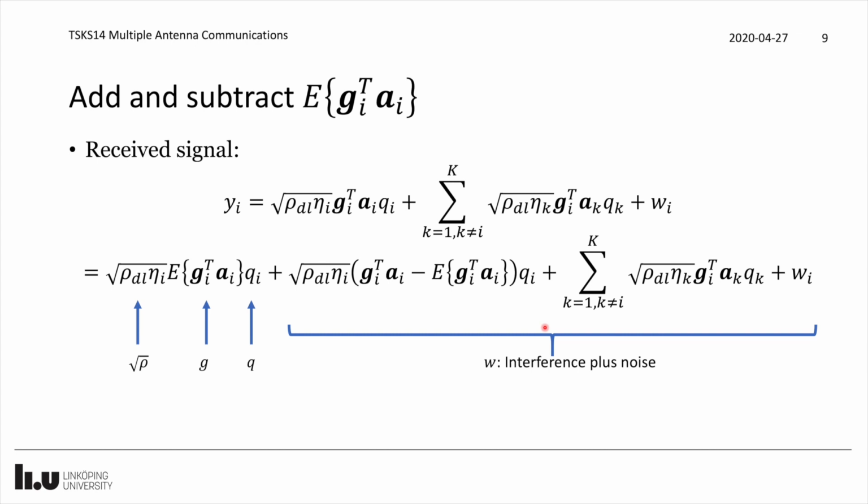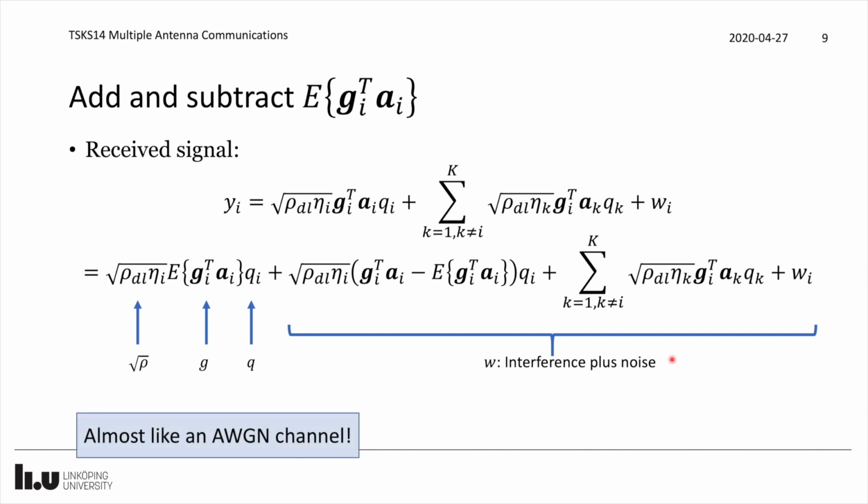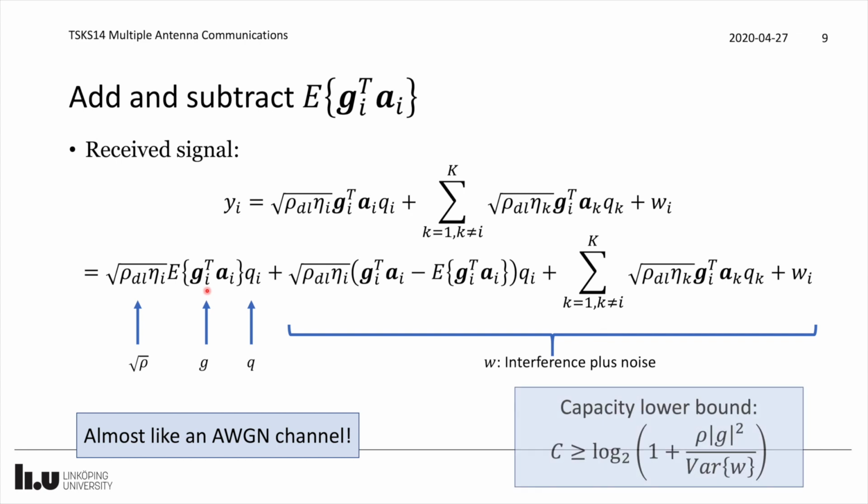It's not going to be Gaussian distributed because we have random data multiplied with random channels. But the important thing is that this term is going to be uncorrelated with this data here. That is namely what happens if you take the inner product between these two terms. We get a zero mean from this term and we get zero mean from this term. So we have an uncorrelated signal. So this is almost like an additive white Gaussian noise channel with the constant channel response here equal to the expected value of this inner product. And we can use our capacity lower bound.